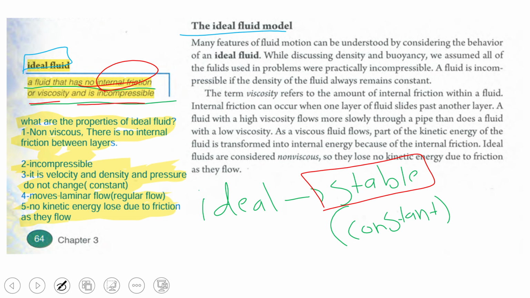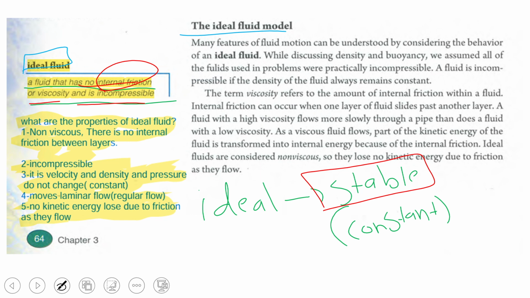Yani, all things that we have are stable or constant, or we don't have it, we can say like that. No internal friction, no viscosity, no compressibility, or incompressible.